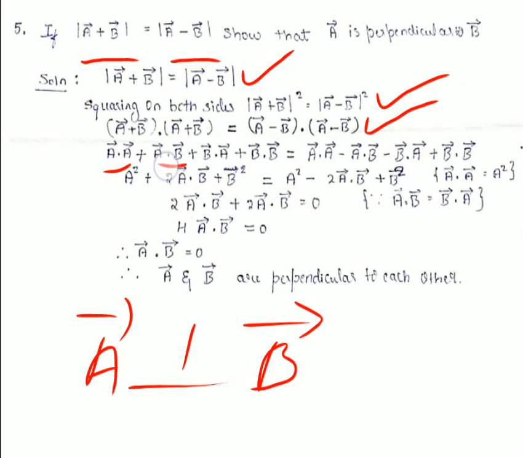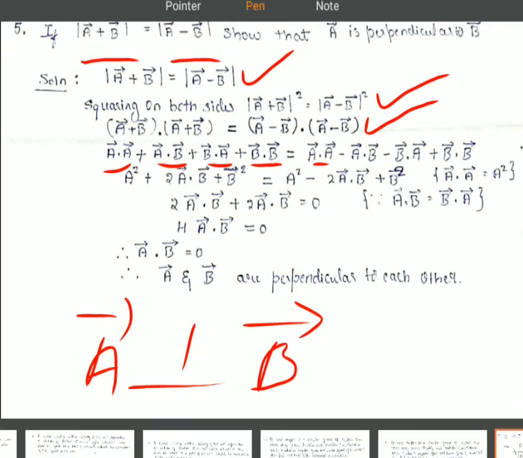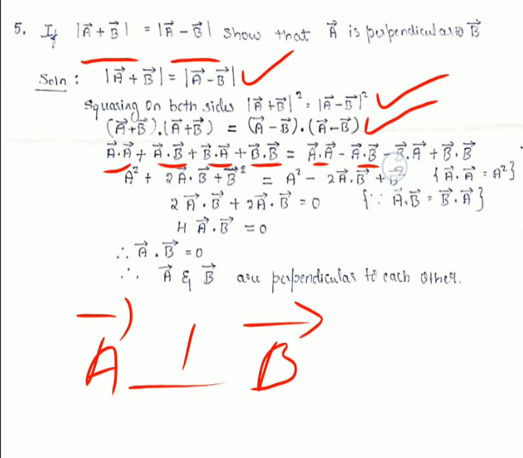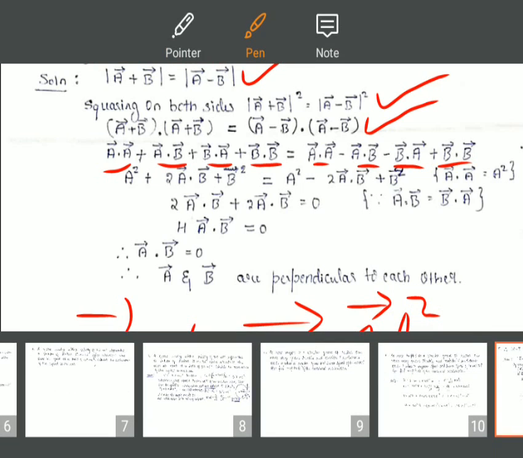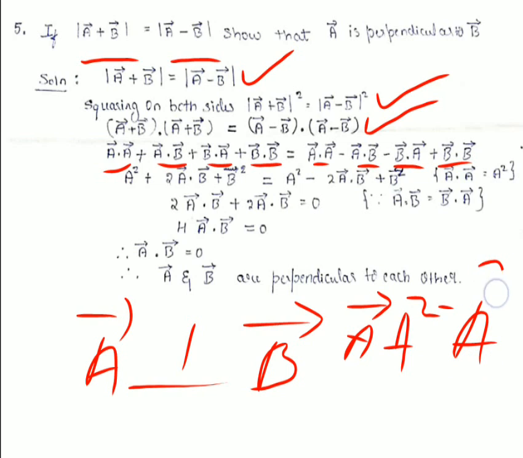A dot A plus A dot B plus B dot A plus B dot B. RHS part: A dot A minus A dot B minus B dot A plus B dot B. We know the property of the scalar product: A dot A is how much? A square. Okay, isn't it? A dot A is A square. And it also satisfies the commutative rule: A dot B is equal to B dot A.